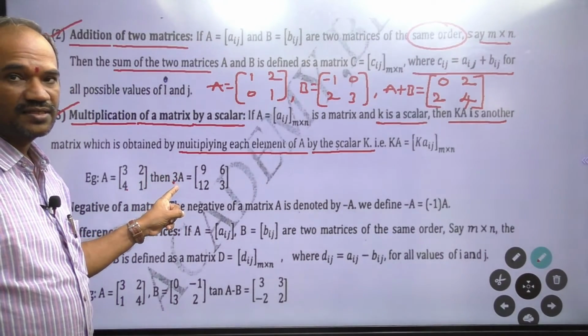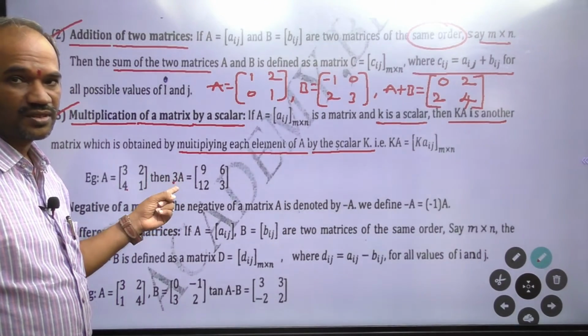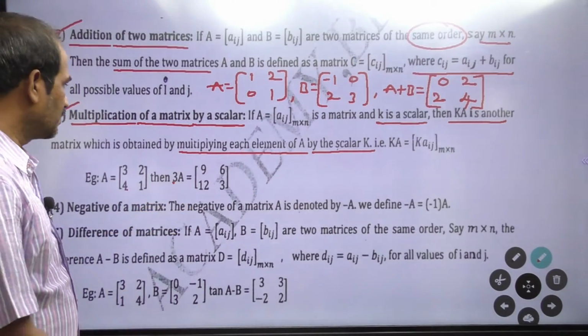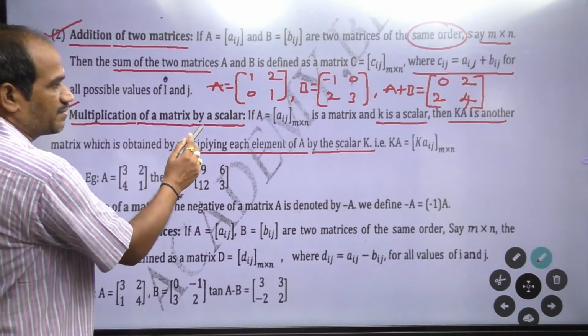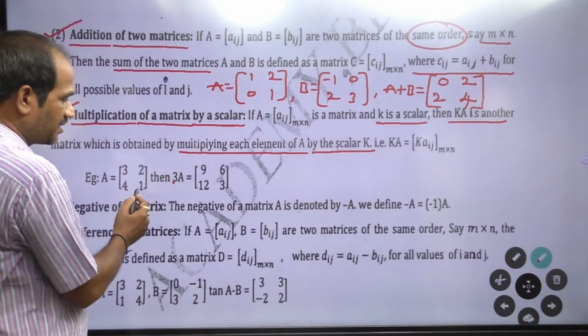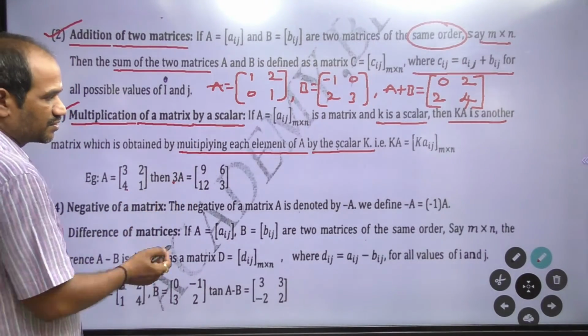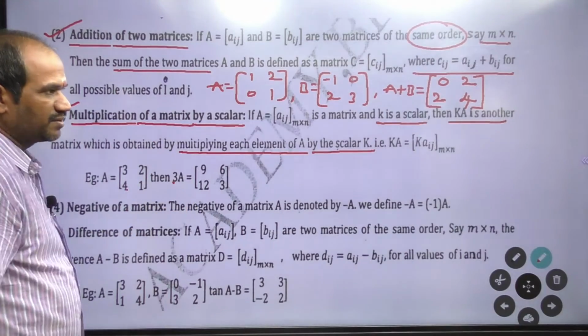3 is the scalar, or 2 also, or 5, the same way. So this is the multiplication of a matrix by a scalar. Multiply each element of the matrix by the scalar. This is the second definition.